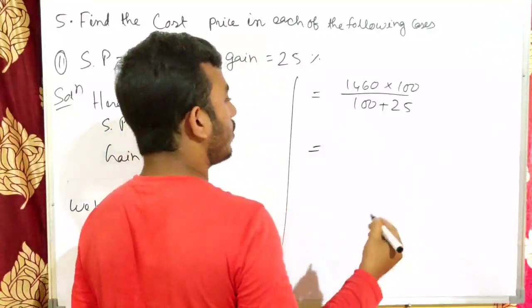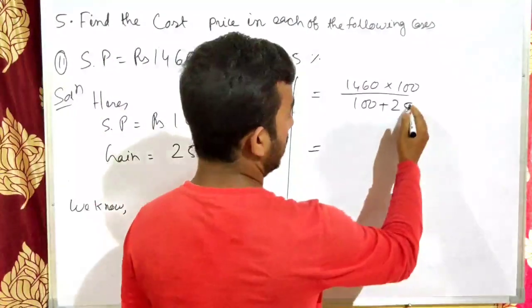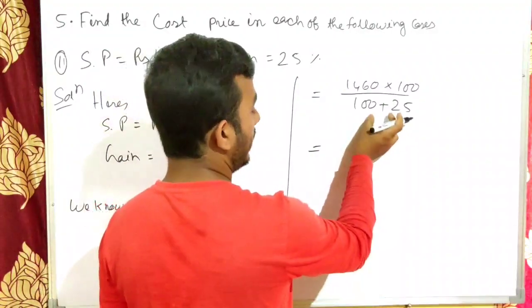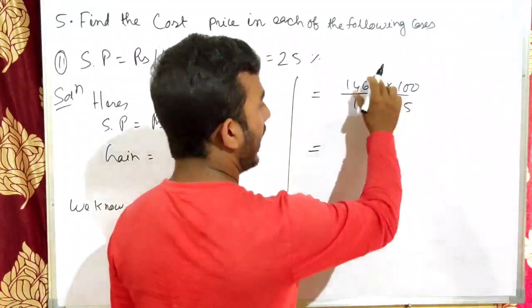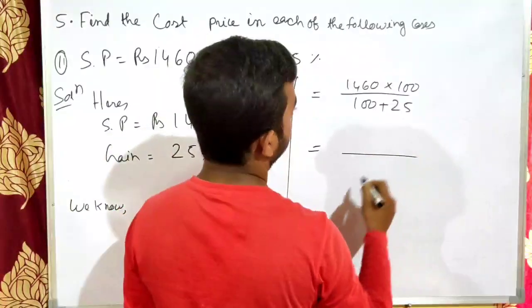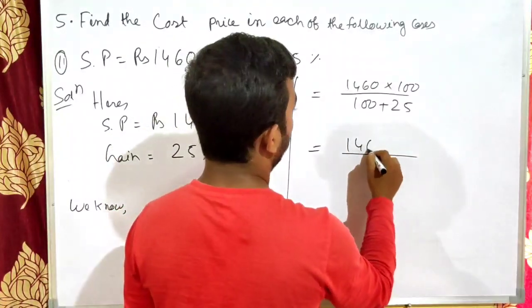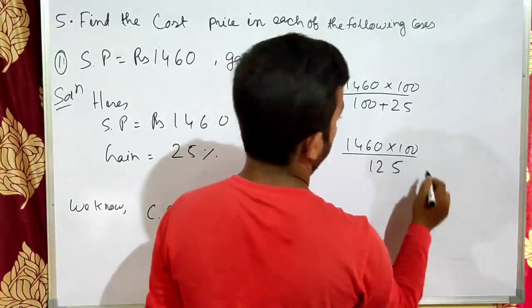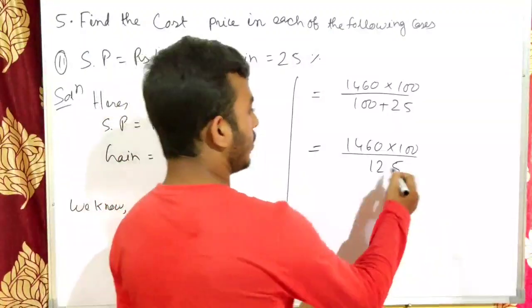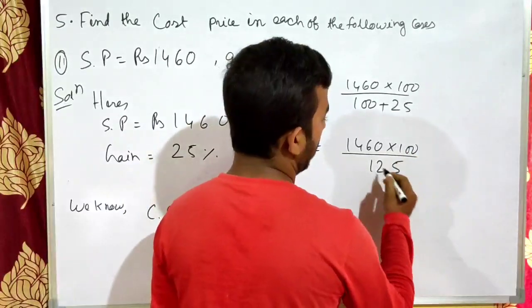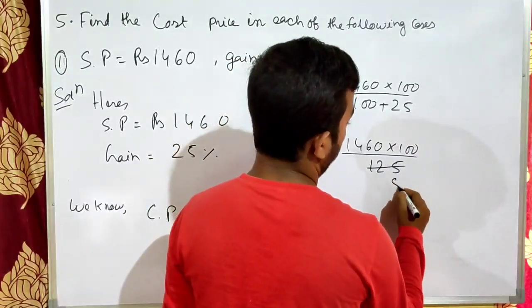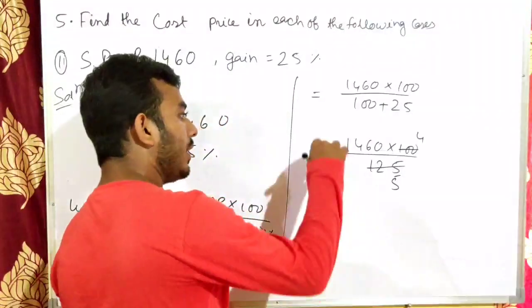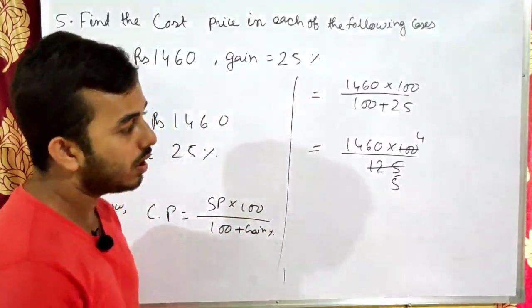Okay, many of you will make this mistake, that is directly cancelling with 25 and 100, but this is not the way. First you have to find the sum of 100 and 25, and then you can cancel it. So it will be 1460 into 100 divided by 125. Now we can cancel this 125 and 100 with 25. 25 into 5 is 125, 25 into 4 is 100. Up to this clear? Now we can cancel 1460 with 5 also.